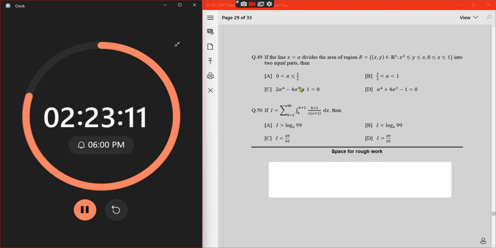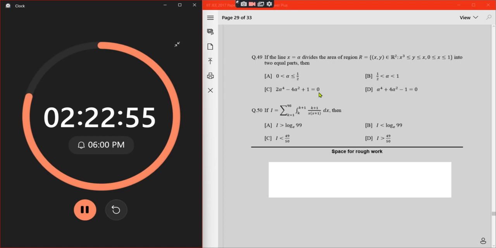Just about 4 plus 4 alpha squared. That's not 4. That's not 4 over there. Wait, am I dreaming or what? No, it needs a 2 here. Okay, that makes sense. It's 2 alpha power 4 minus 4 alpha squared plus 1 equal to 0. So C is correct. C of 49.